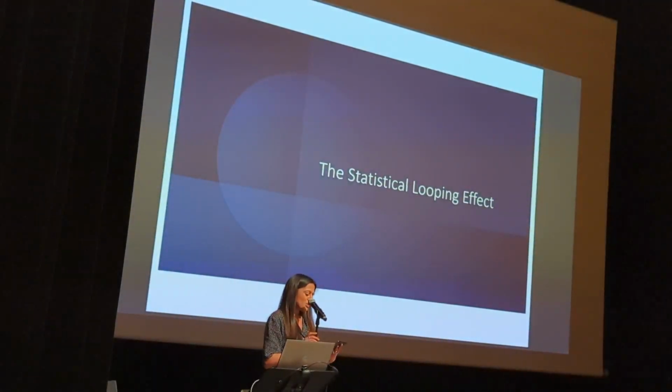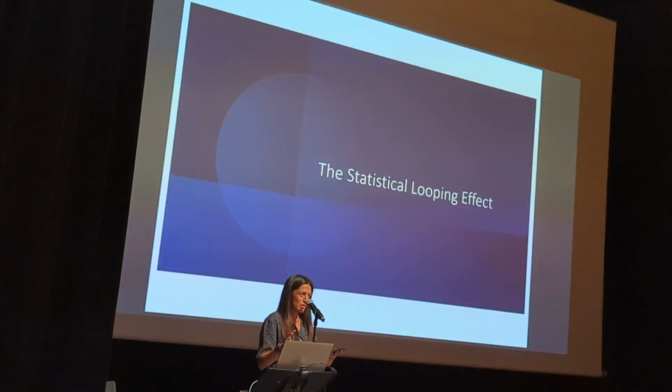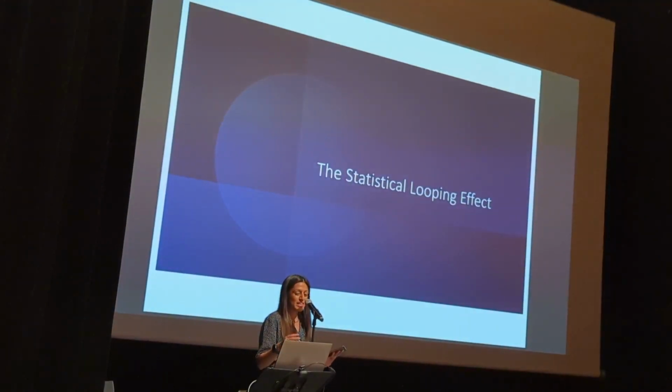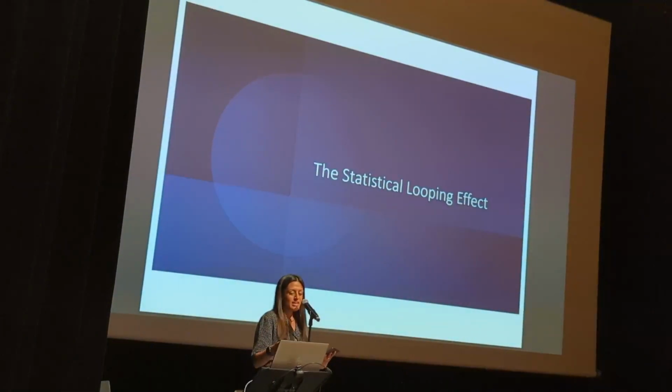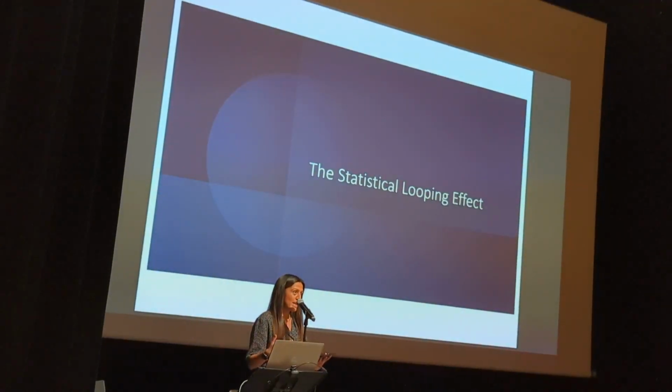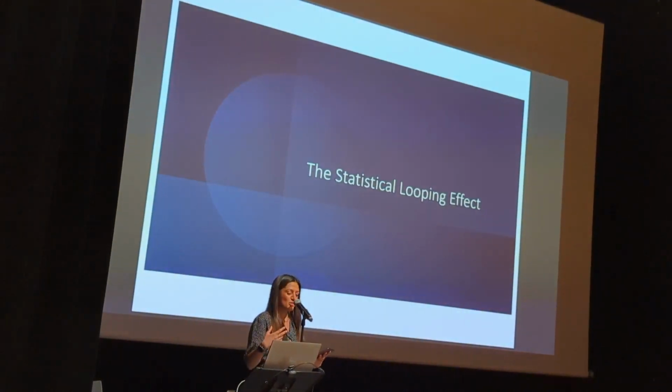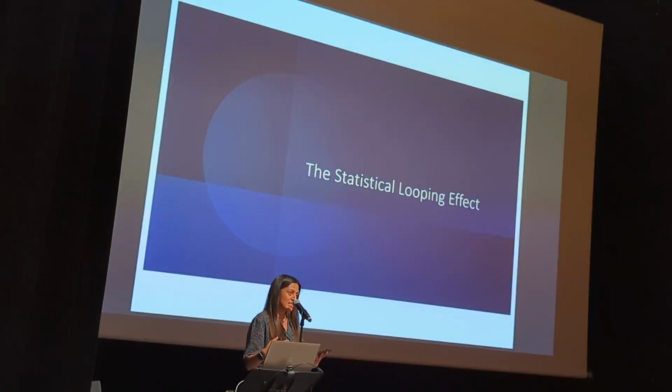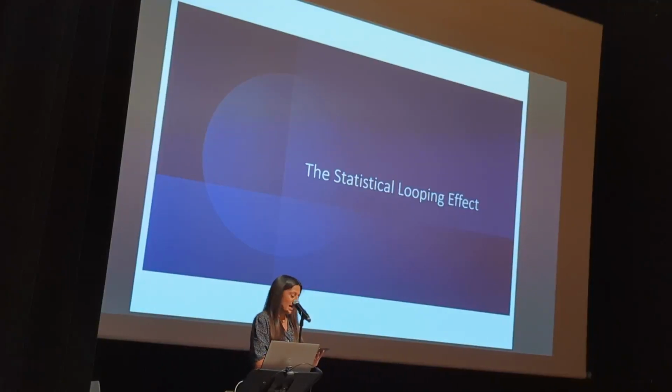So I'm going to introduce a new concept called the statistical looping effect. It's a bit of a mouthful, but it's adapted from a philosopher called Ian Hacking, who came up with the term looping effect. I've added the word statistical, in relation to race, to account for the ways in which statistics have gained power through medical practices which marginalise Black patients. So I'm just going to explain this a little bit further now.